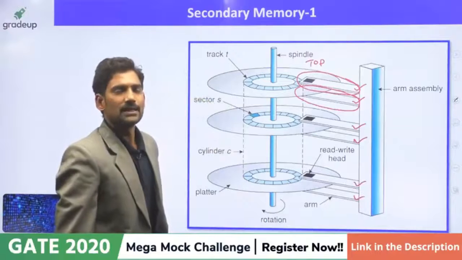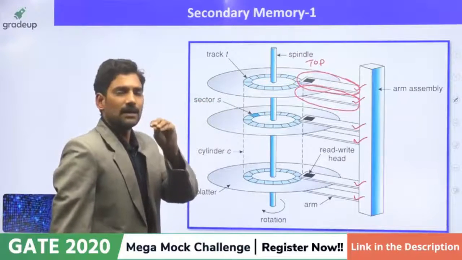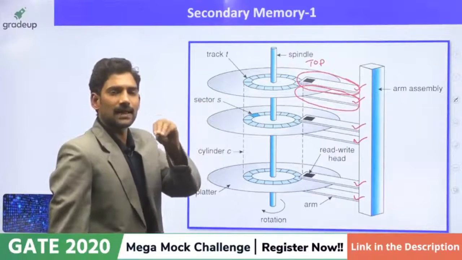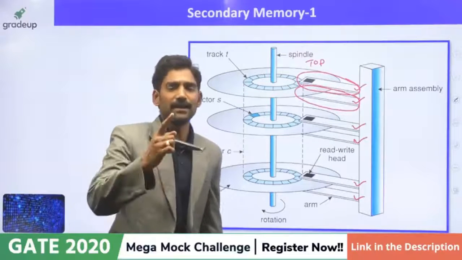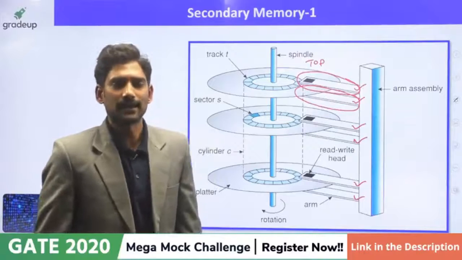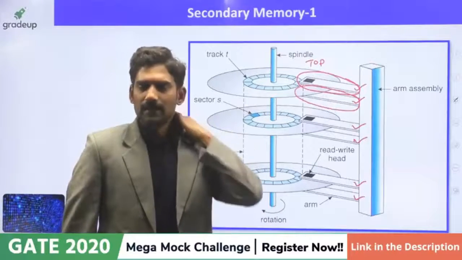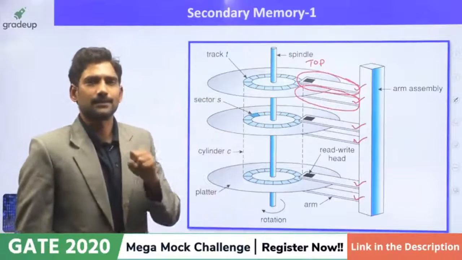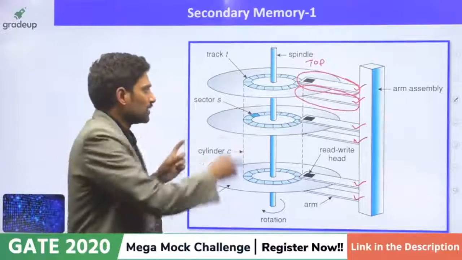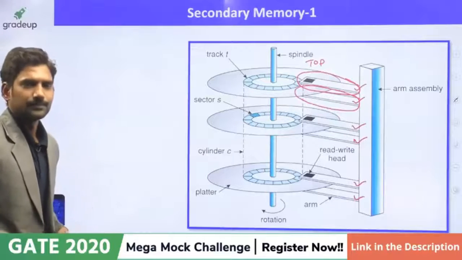So what you should understand is each surface is having a dedicated read-write head. There will not be a single read-write axis or read-write head for all the hard disk. For every surface, there will be a dedicated read-write head. Understood? Please observe this diagram once, guys, so that you can understand even better.